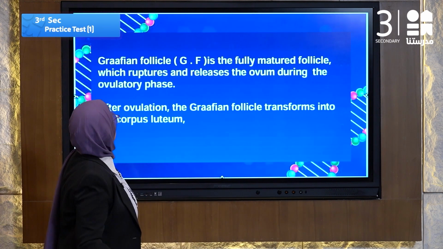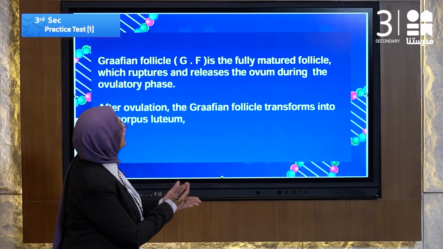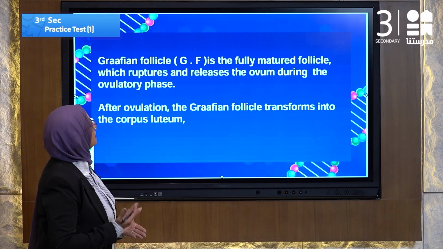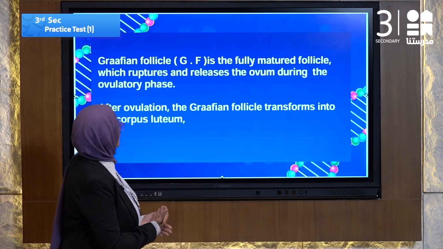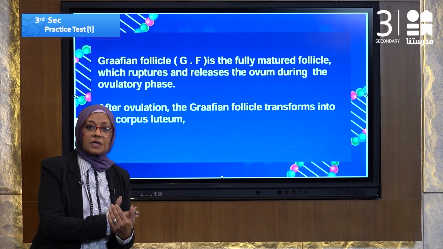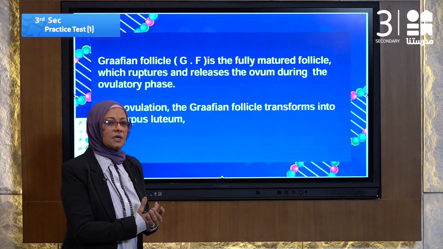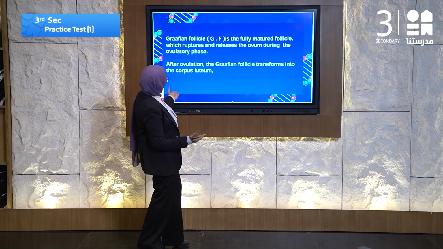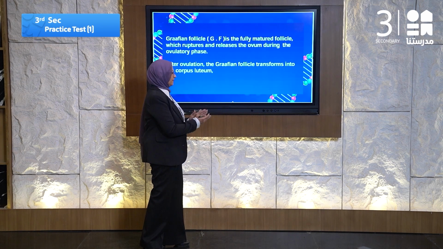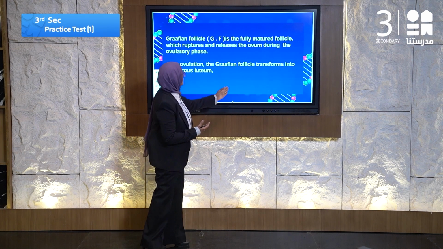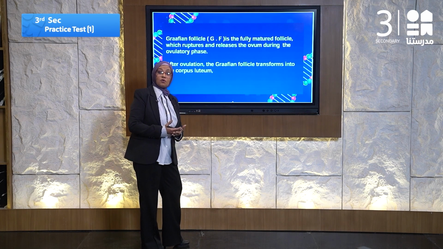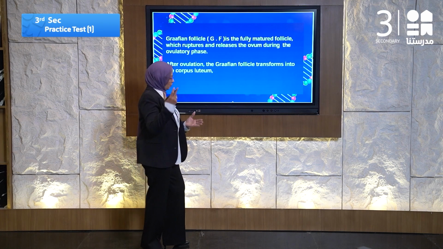Let's go to the Graafian follicles. The Graafian follicle is a fully matured follicle which ruptures and releases the ovum during the ovulatory phase. Yes, there was an ovum here in the Graafian follicle. After rupture, after ovulation, the Graafian follicle transforms into the corpus luteum. Do they secrete hormones? Yes, they secrete two hormones.